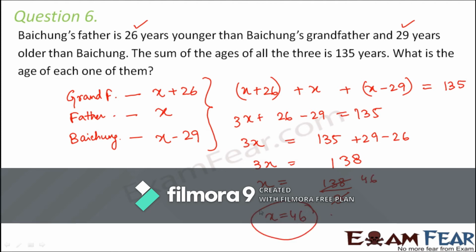So that means Baichung's father's age is 46 years. Therefore, what would be the grandfather's age? So that would be 46 plus 26, which is equal to 72 years. And what would be Baichung's age? It would be 46 minus 29, which is equal to 17. So that's how we can say that Baichung is 17 years old, his father is 46, and his grandfather is 72 years old.